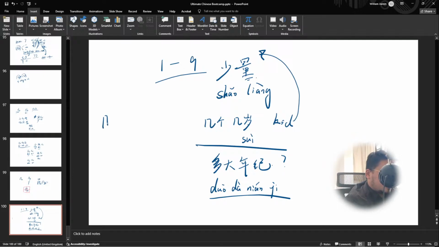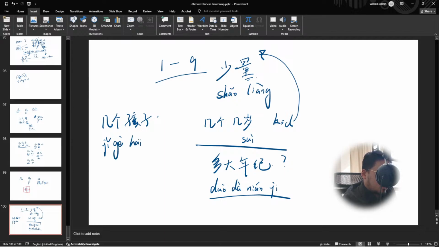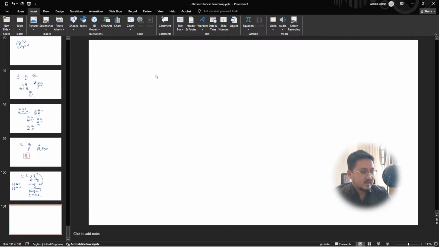So for example, 你有几个孩子啊, 几个孩子. It's like how many kids do you have? You can't have like 10 kids, so normally you use 几, a very small number. And also, as I said, this can be used during normal conversation when you don't want to say a specific number.